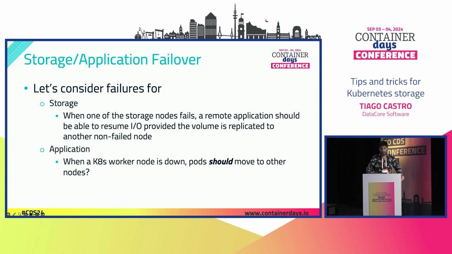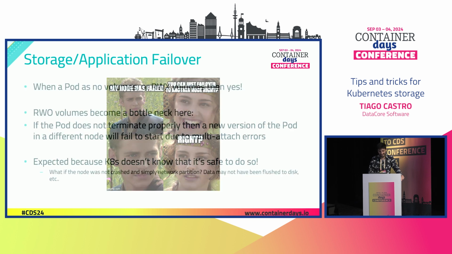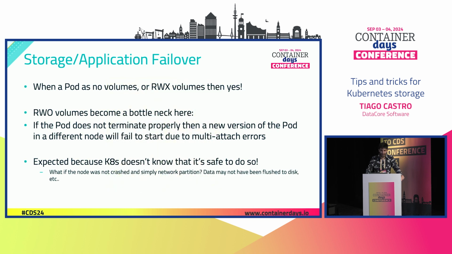But what if it's the Kubernetes worker node where the app is running that actually goes down? Then I guess the pods should just move to other nodes, right? Unfortunately, no. That may not happen. When a pod has no volumes, for example, or it uses read-write many volumes, then yes, the pod can move to other nodes. But if you're using read-write once volumes, then that becomes a bottleneck. Because remember, with read-write once, the volume should be available only on a single node.